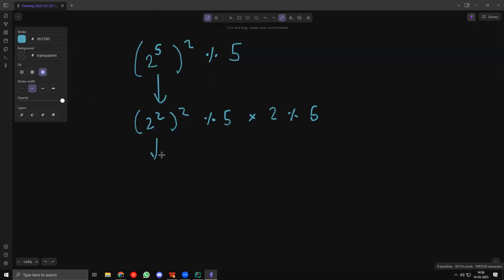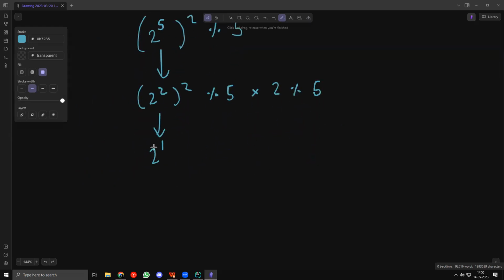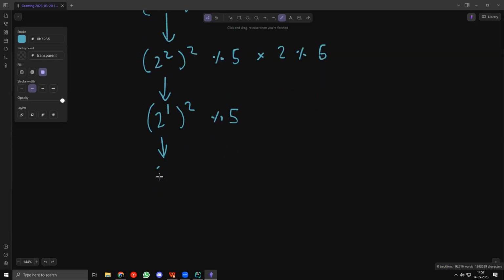Then for 2 to the power of 2, I'll go to 2 to the power of 1 and I'll say squared modulo 5. And for this, I'll go to 2 to the power of 0, which is just 1, right? So we take 2 to the power of 0 squared, which is just 1 squared times 2. So we'll take 1 squared times 2, 2 modulo 5, right? So we'll be taking modulo at the end anyway.